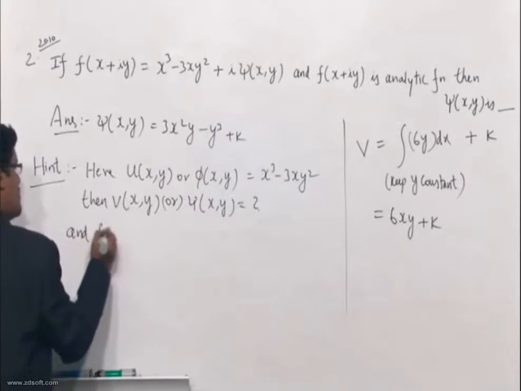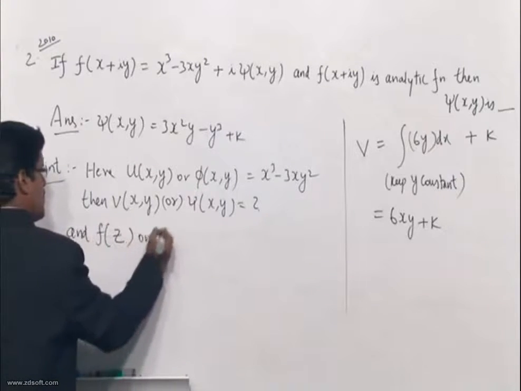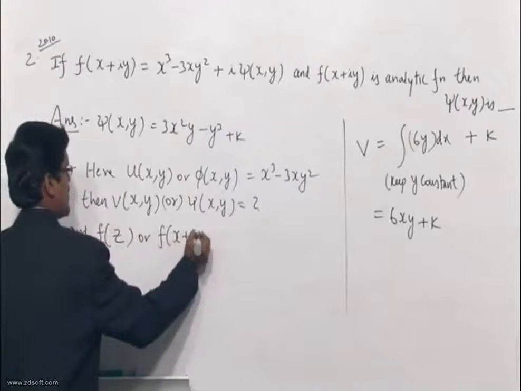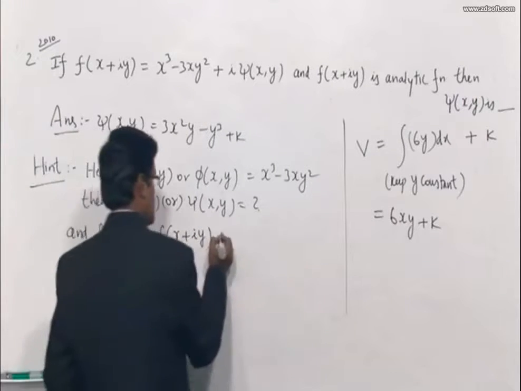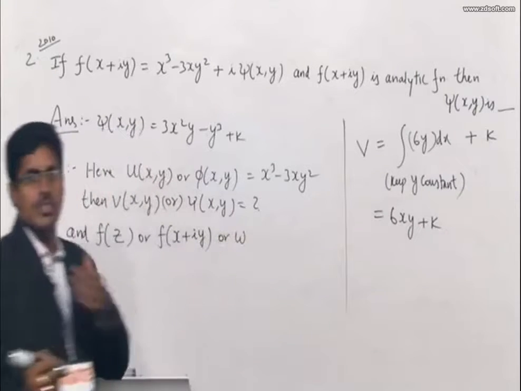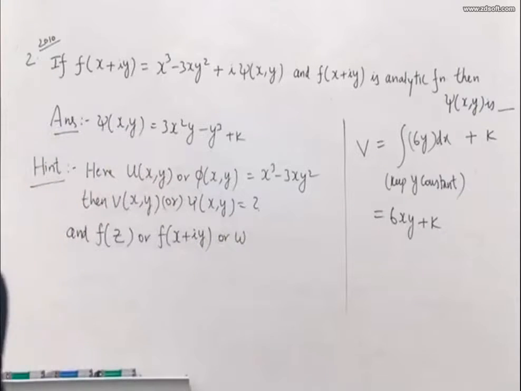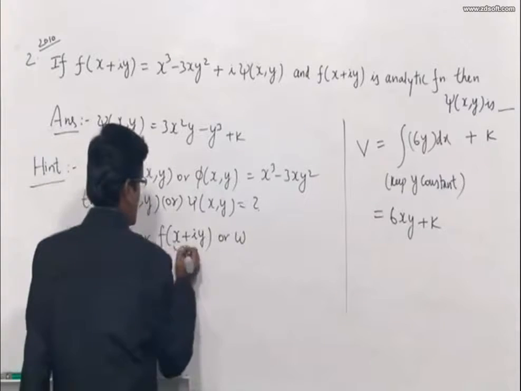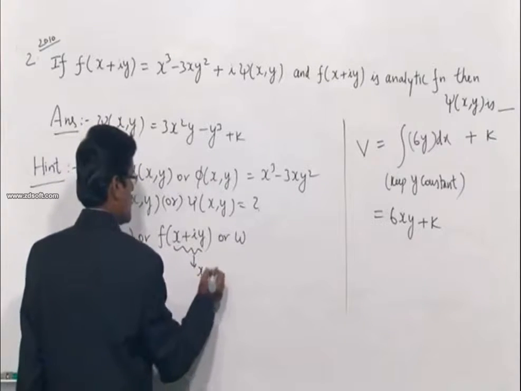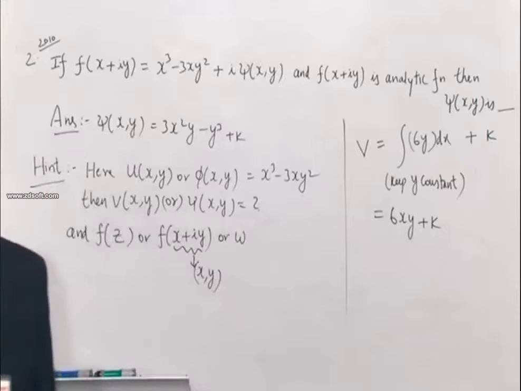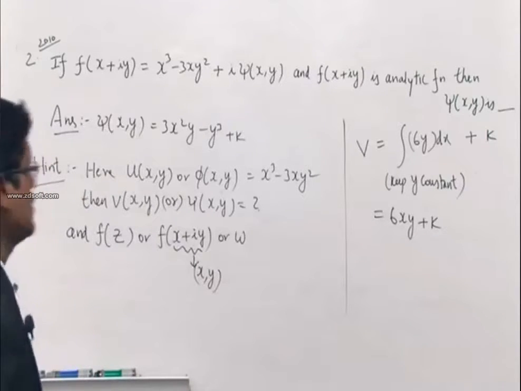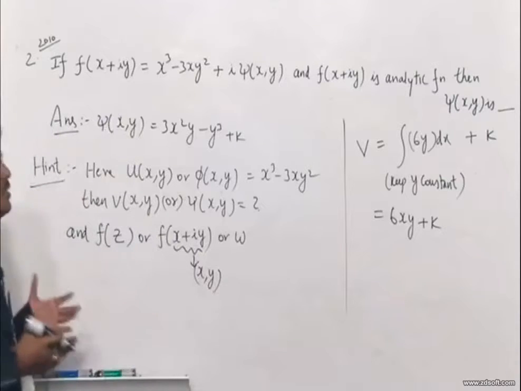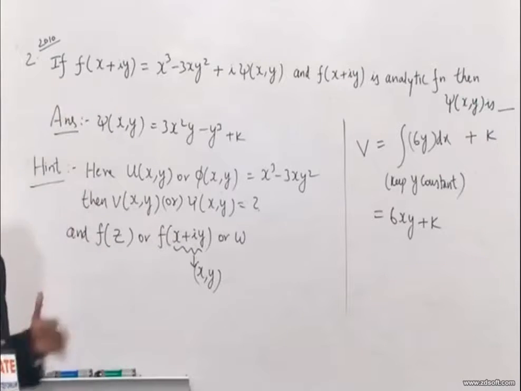And f of z, these are the notations, or f of x plus iy. Or w, these are the notations for the given f of z. And this x plus iy, sometimes it is also denoted by 2D representation x comma y, just like 3D representation in vectors a1, a2, a3, here also like that, depending on the way of expressing the question, u, v, phi, psi, like that.